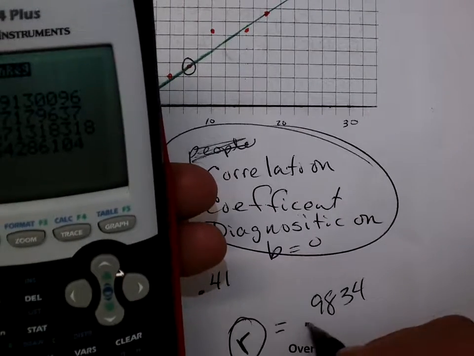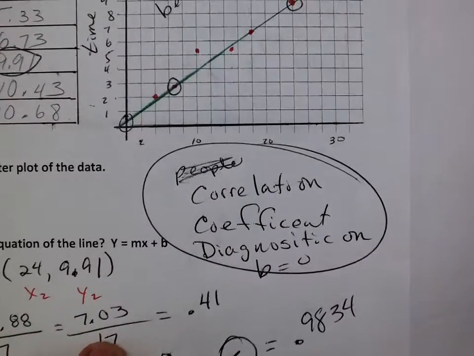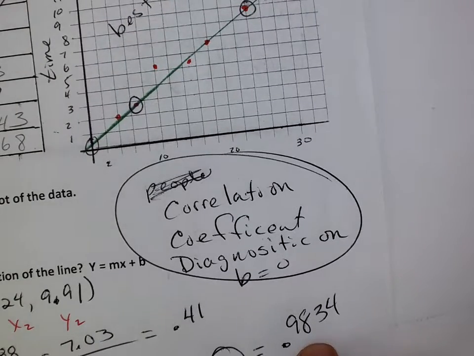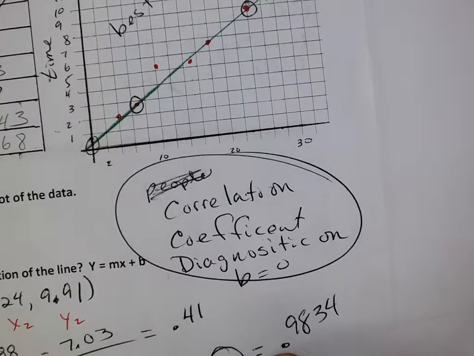R is 0.9834, and so on. That means that about 98% of our points lie within the line, or close to the line. That's good. So that means we're almost at 100%. 100% means you got a perfect line. 98%, not bad, right? If this was zero, that'd be bad. Zero means there's no correlation at all, okay? Does that make sense?